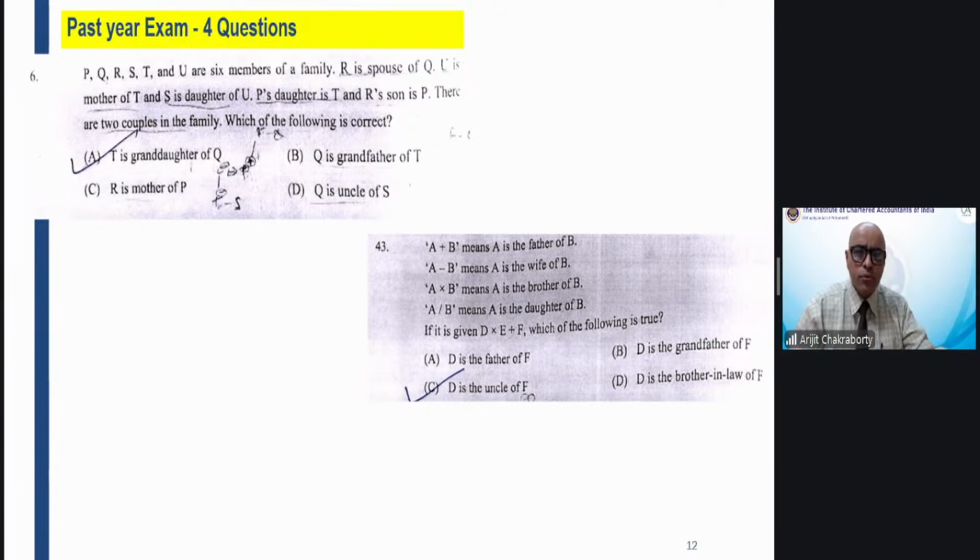Of course, a few of these have a bit of similarity. We see number 26 now. P, Q, R, S, T and U are 6 members of a family. You can see from the look of the question that it is actually taken from a past year's question paper. R is the spouse of Q. So R and Q, they are a pair, husband and wife, spouses. U is the mother of T and S is the daughter of U.